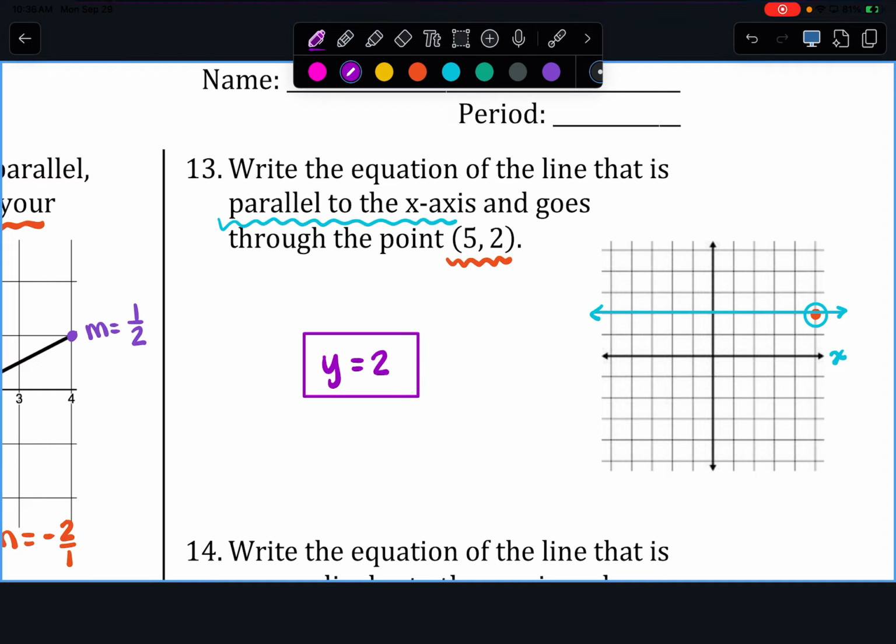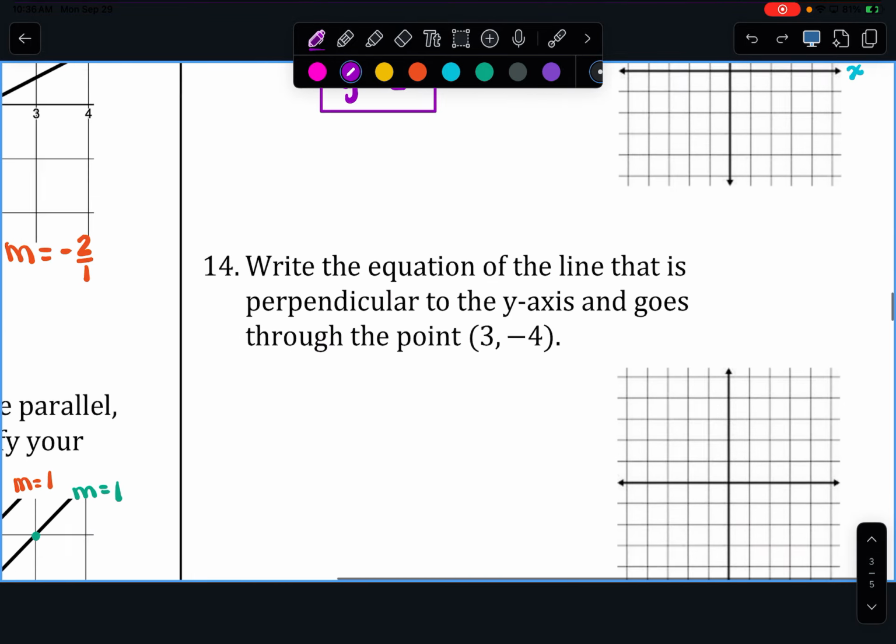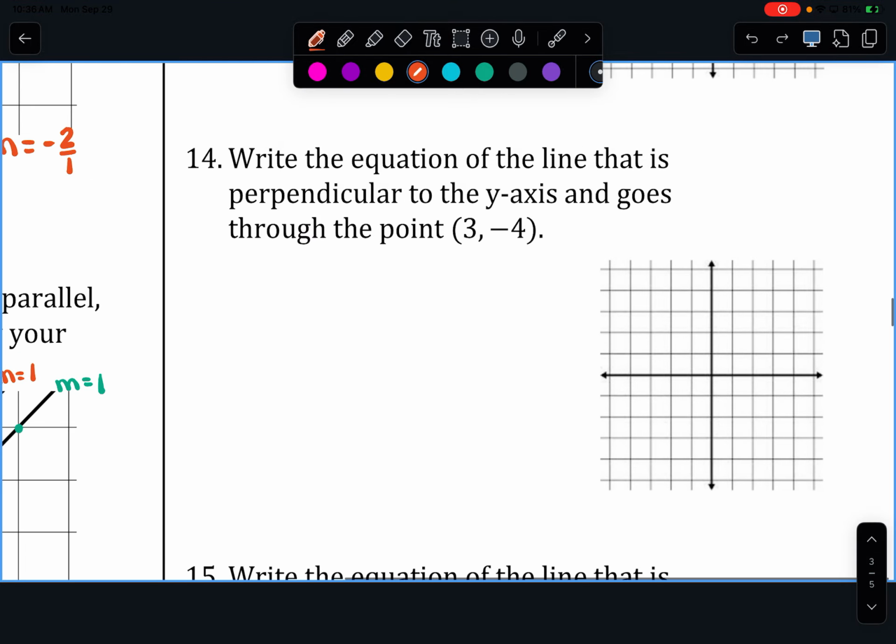Okay, please use the graph, right? These don't require any work whatsoever. You could also just be like, oh, I know he's horizontal, so therefore y equals 2, and you can just use the point. But if you're given a graph, always use it to your advantage. All right, number 14, write the equation of the line that is perpendicular to the y-axis. Okay, we'll come back to that in a second. And passes through the point (3, -4).